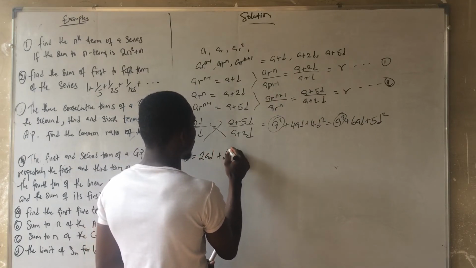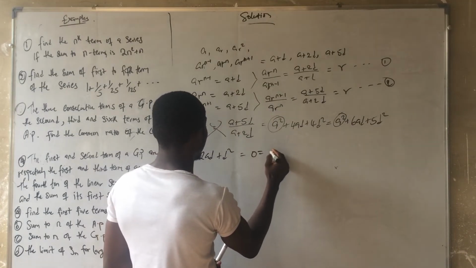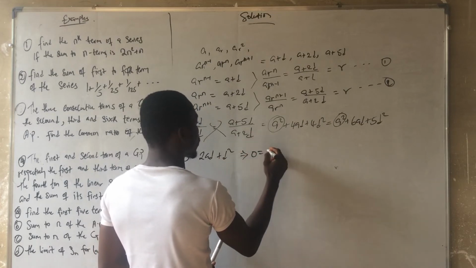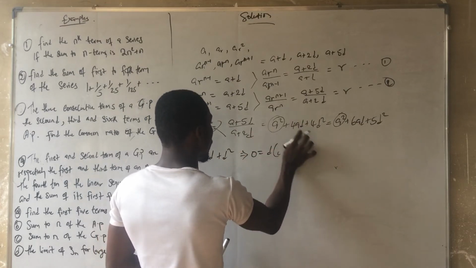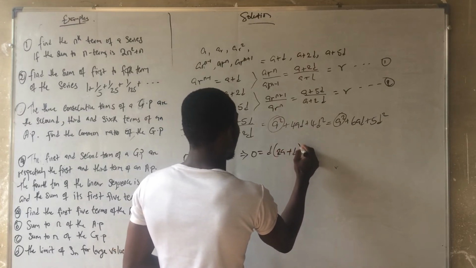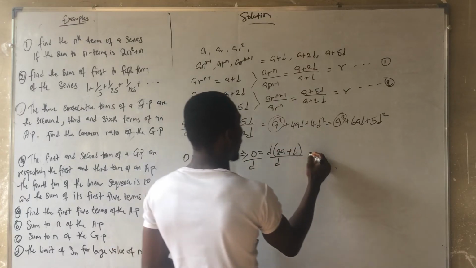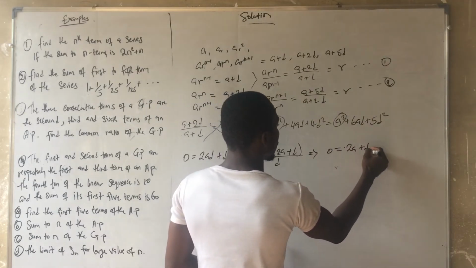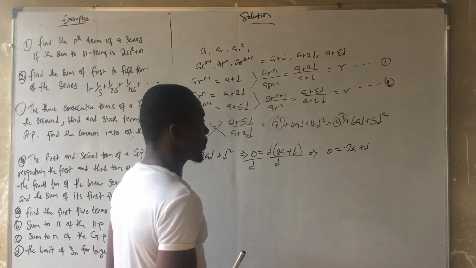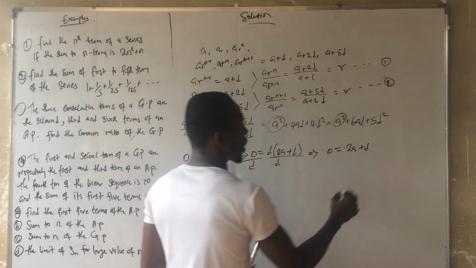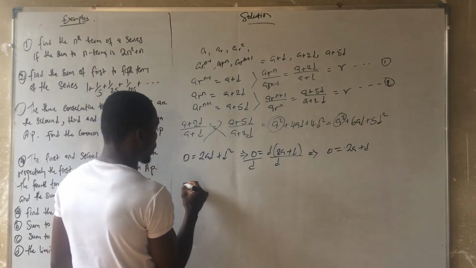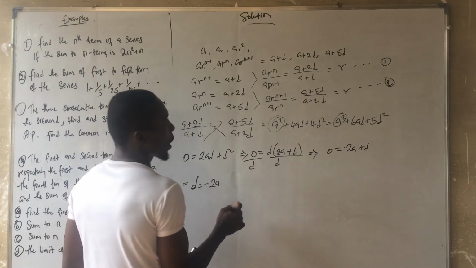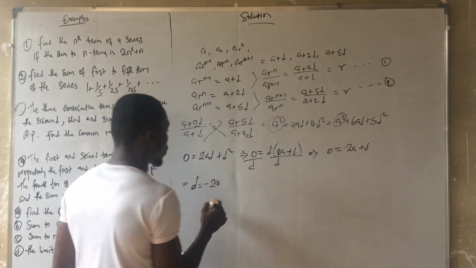2ad + d squared, meaning 0 is equal to d(2a + d), since d is common. I divide both sides by d, and I now have 0 equal to 2a + d. So here we have that d is equal to negative 2a.